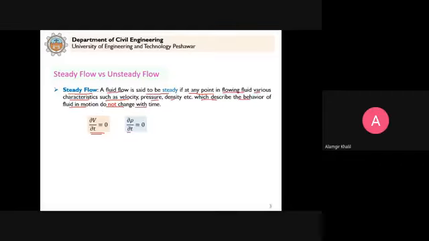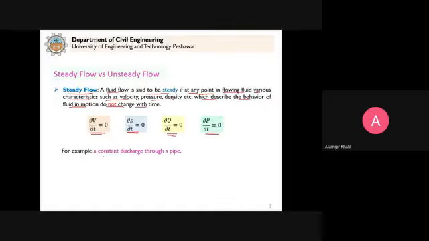Similarly, we can write down partial rho by partial T equal to 0, density. Similarly, partial Q by partial T equal to 0, discharge. Partial P by partial T equal to 0, the pressure. So for steady flow, the fluid characteristics are constant with respect to time. Even if a single characteristic is changing, then the flow will be unsteady flow.